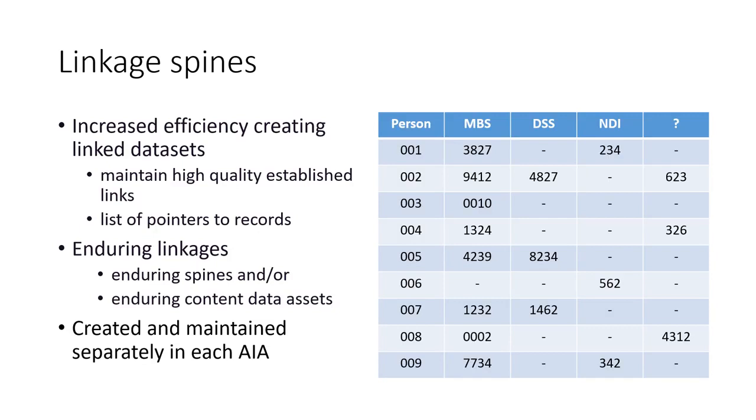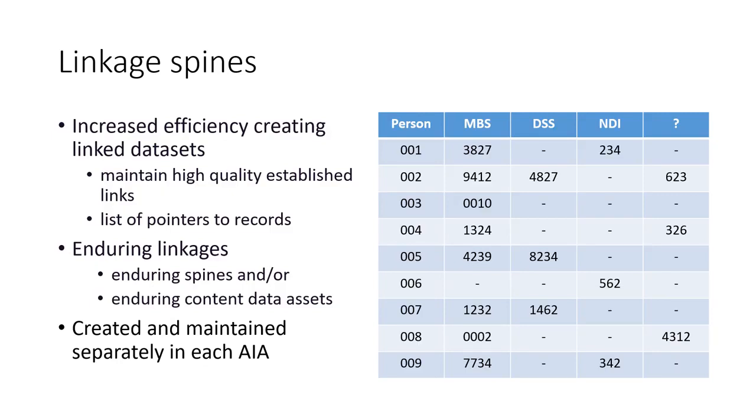By way of an introduction, a linkage spine is just a set of pointers between records that have already been linked. This gives us gains in terms of increasing efficiencies when you're linking data sets, because it enables us to maintain high quality established links. This is also a key central component of establishing enduring linkages, because these enduring spines give us the gains from maintaining an enduring linkage, in that it maintains the high quality linkage and allows us to spend extra resources to get this right the first time around to improve going forward.